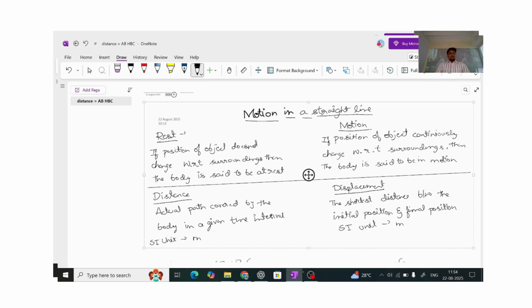For example, if a man is sitting inside the house, he is at rest with respect to the earth, but the earth is moving with respect to the moon, so they are relative.